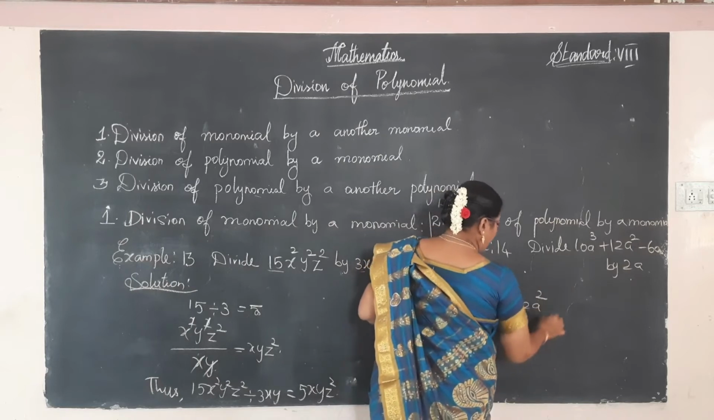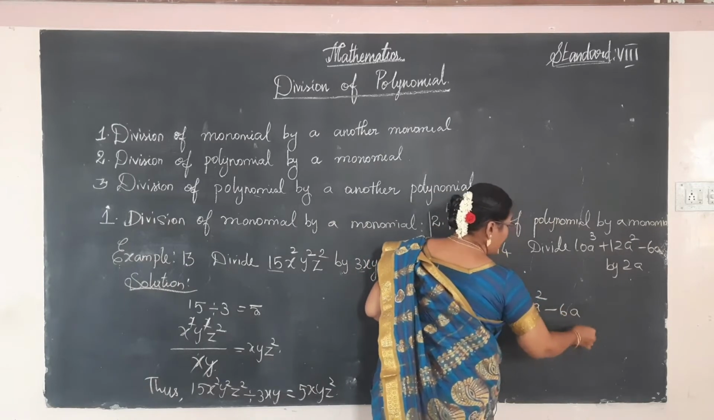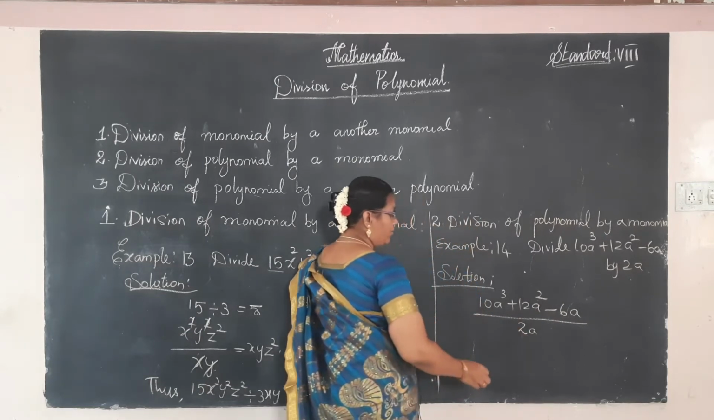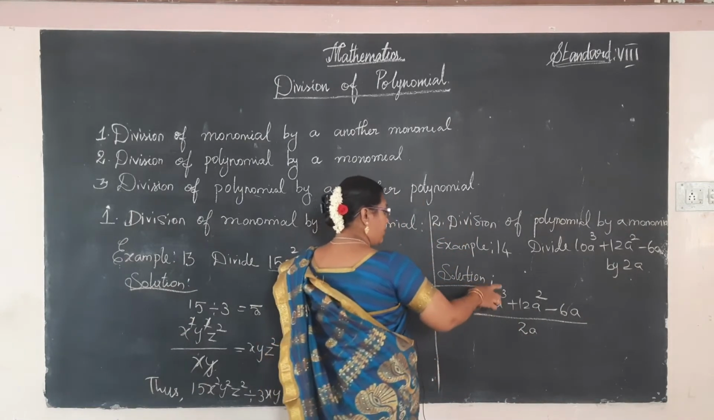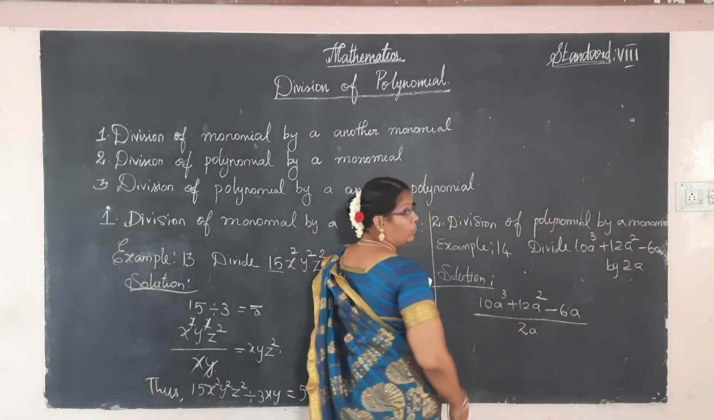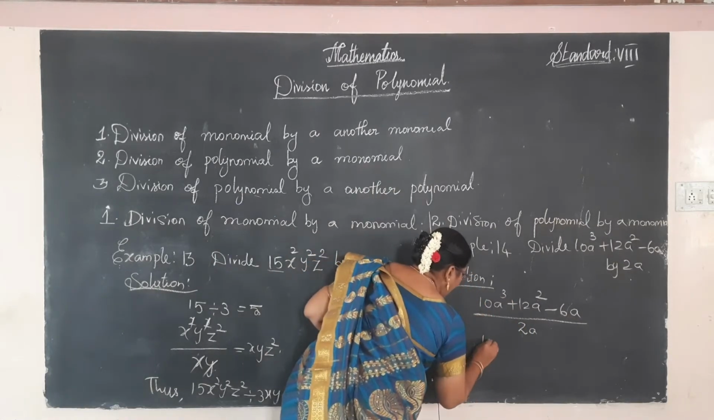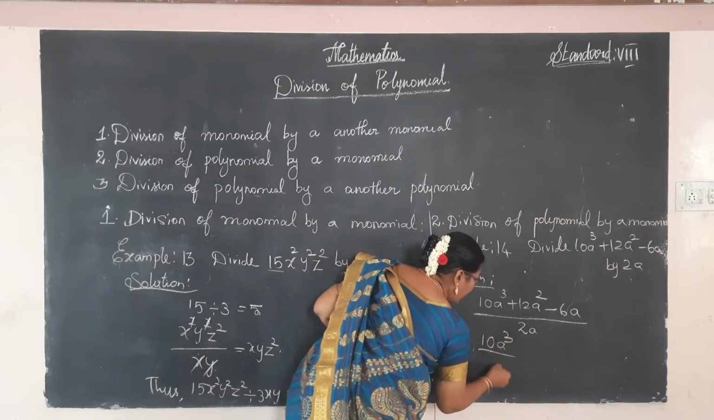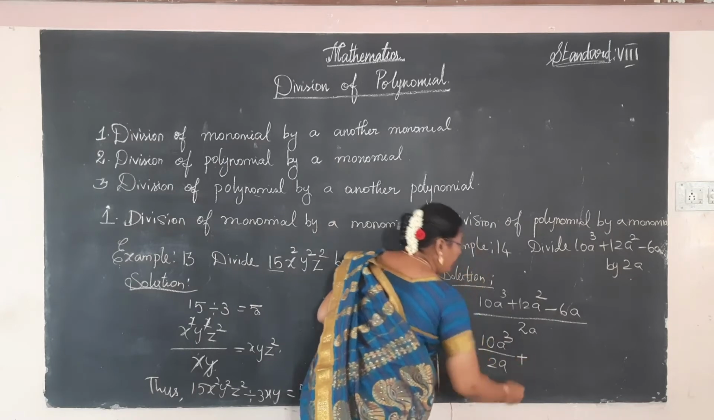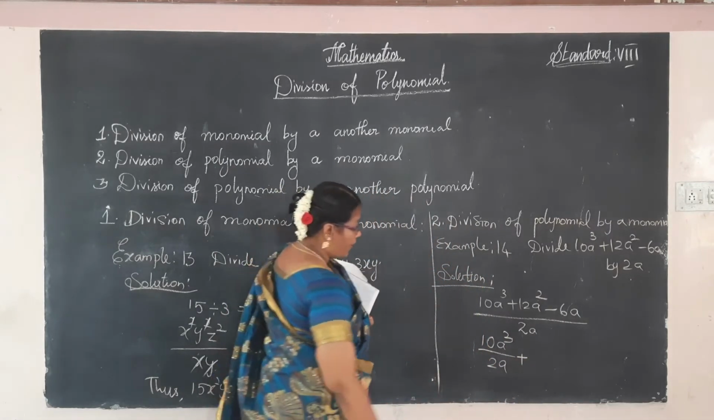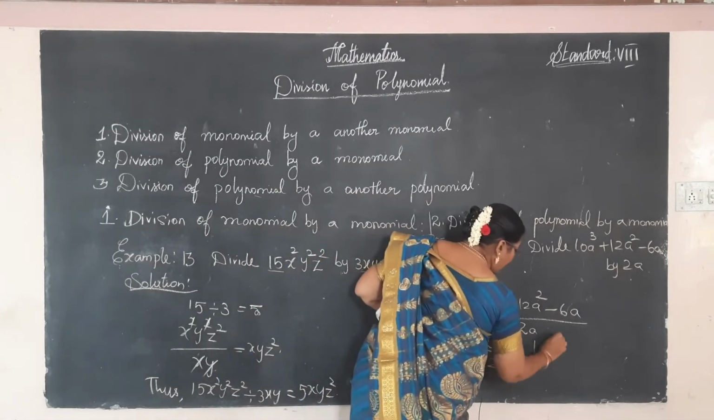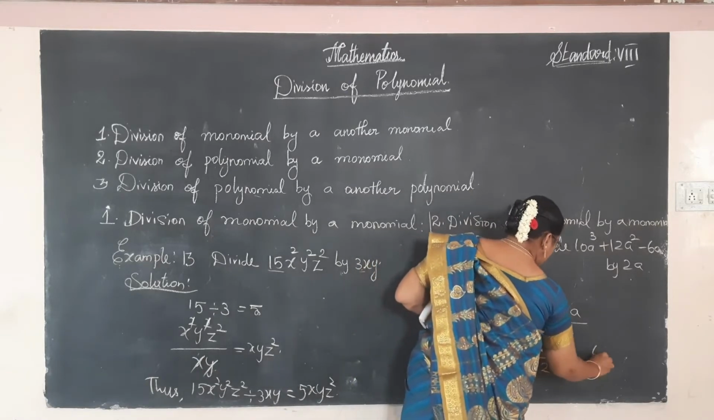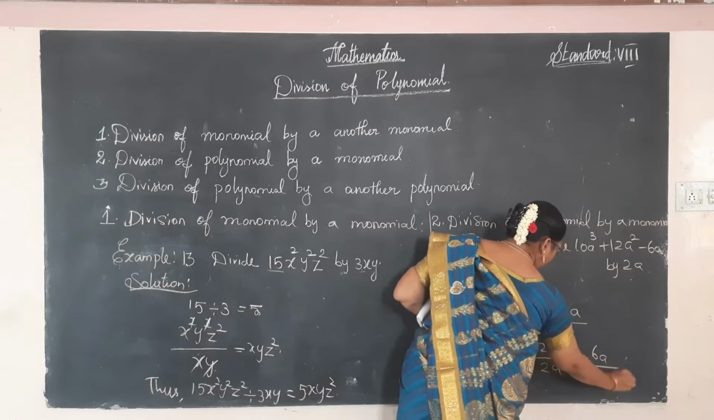Okay, so you write divided by 2a. What is the meaning of divided by 2a? Every term is divided by 2a. So we can write 10a cubed by 2a, written in separate form, then 12a squared by 2a, and next 6a by 2a.